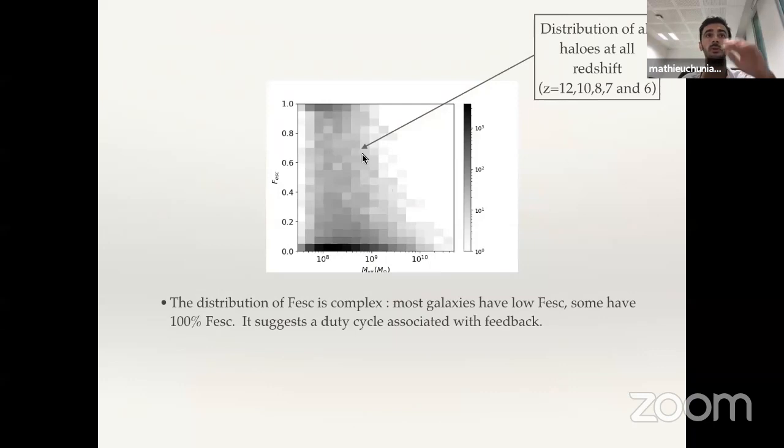But briefly, I will first show the distribution of the escape fraction as a function of the virial mass for all halos. What I mean by all halos is all halos I studied, so at all redshifts between 12 and 6. You can see in this distribution quite a complex distribution, with a lot of halos with no escape fraction, another important population of halos with a full escape fraction, and the rest of the halos distributed more or less equally between these two extreme values. So it suggests a duty cycle associated with feedback.